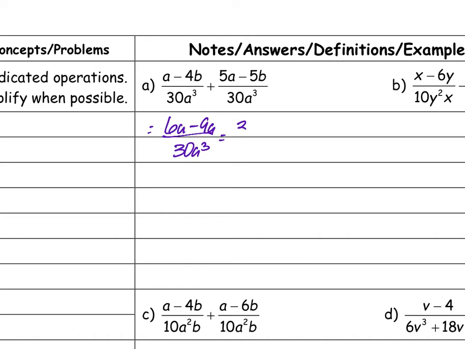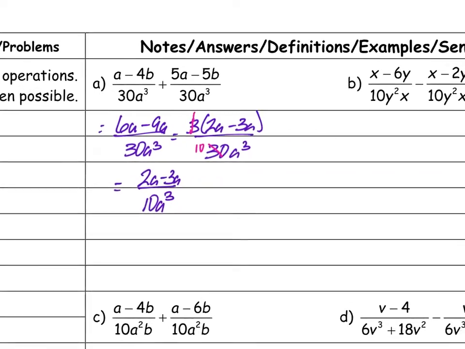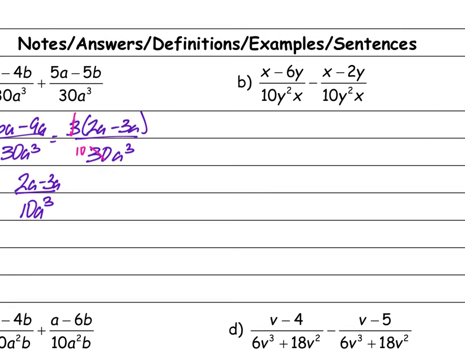And then I can factor a 3 out, so I get 3, nope, not 3, 2a minus 3a all over 30a cubed. And then 3 goes into 3 once and into 30 10 times. So my answer is going to be 2a minus 3a all divided by 10a cubed. Good job. And then the next one is a subtraction problem.